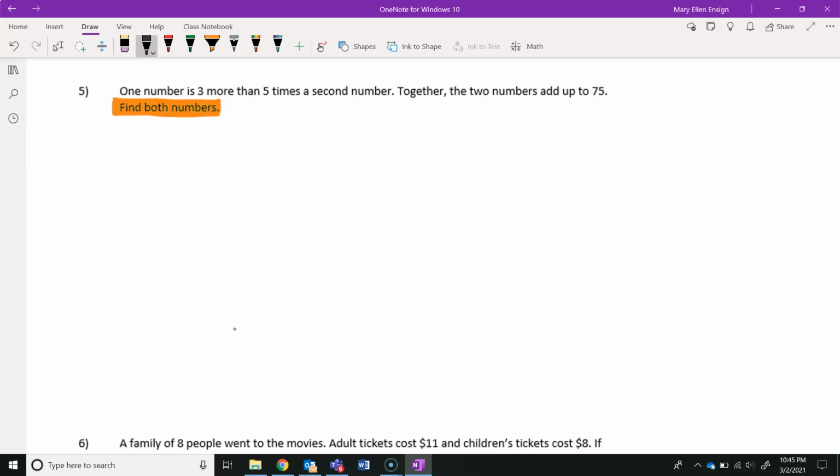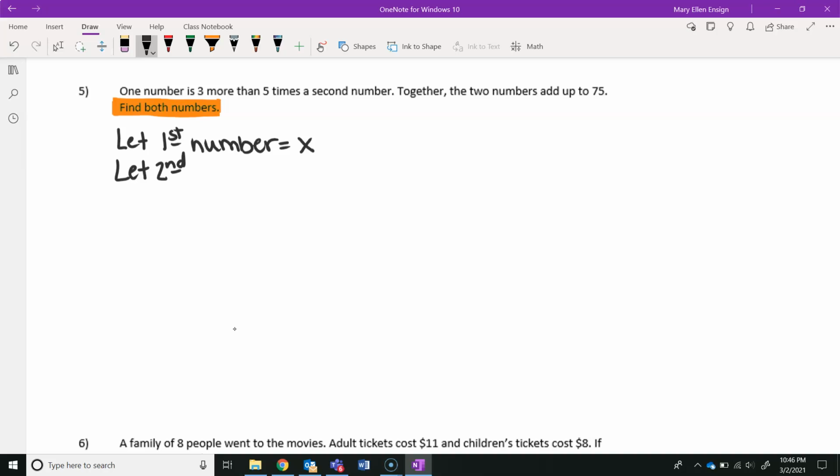Okay, so hopefully you paused the video, took some time to try this. So you're going to find both numbers, and it's just one number and another number, right? So let's just call them what? First number. And again, I'm just going to use x and y. You can use whatever variables you want. Make sure you're not using a variable that looks like a number.